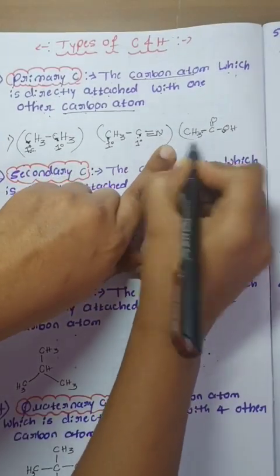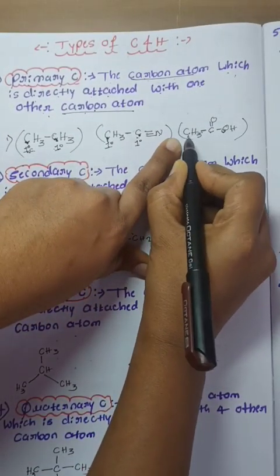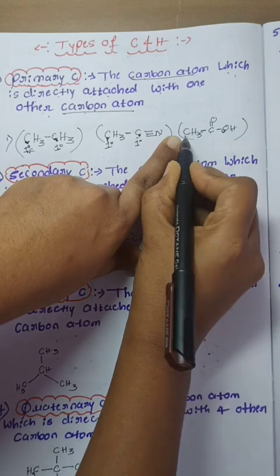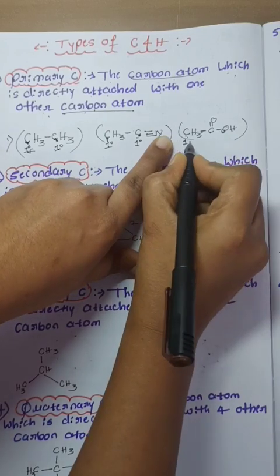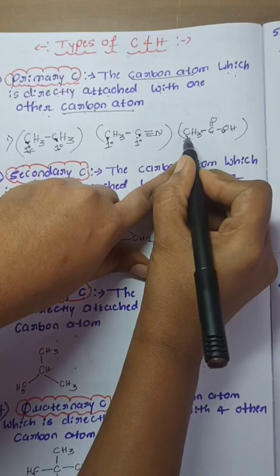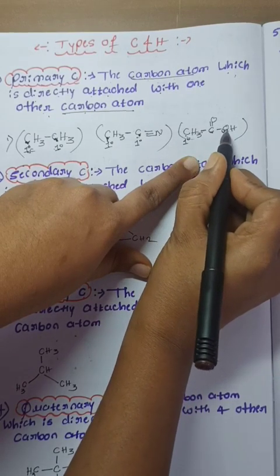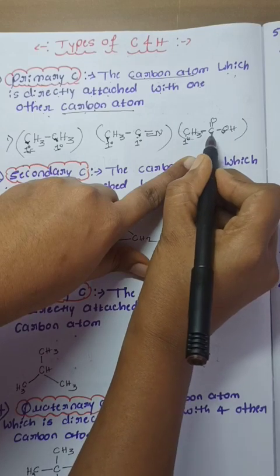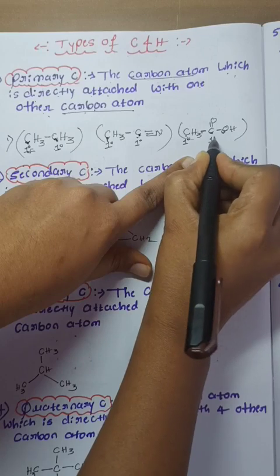Now here in this example also two carbons, and we have to find what type of carbon this is. This carbon is directly attached with only one carbon, so we call this primary carbon. Now here this carbon is directly attached with only one carbon, and it is also directly attached with two oxygens, but we want only carbons, so this carbon is directly attached with only one carbon, so we call this primary carbon.